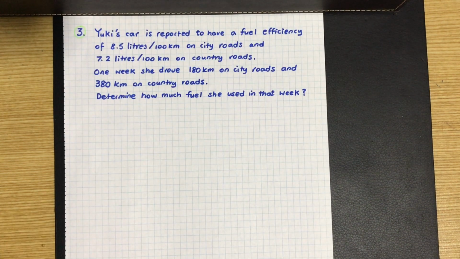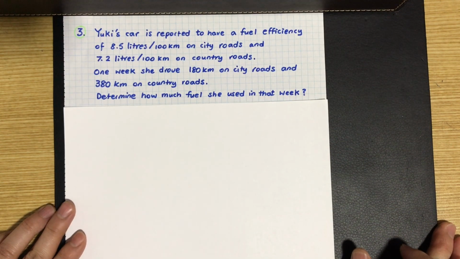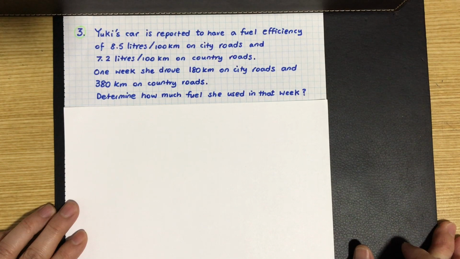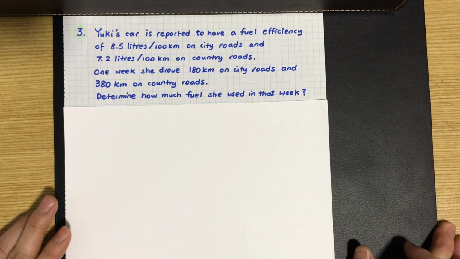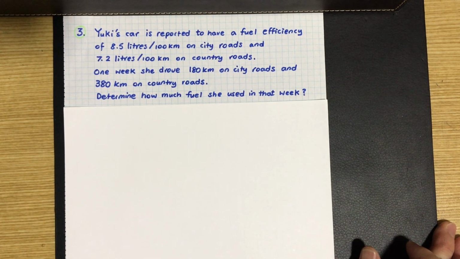Okay, question 3. Yuki's car is reported to have a fuel efficiency of 8.5 litres per 100 kilometres on city roads and 7.2 litres per 100 kilometres on country roads. One week, she drove 180 kilometres on city roads and 380 kilometres on country roads. Determine how much fuel she used in that week. So we are looking for total fuel for that week.